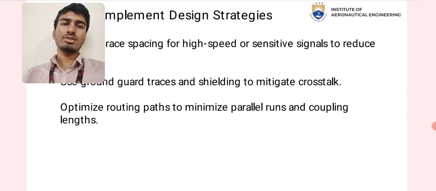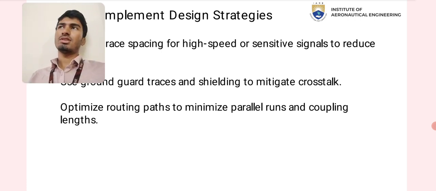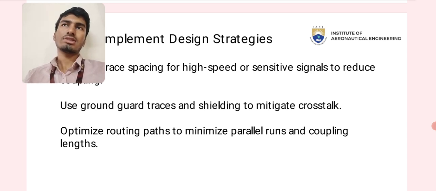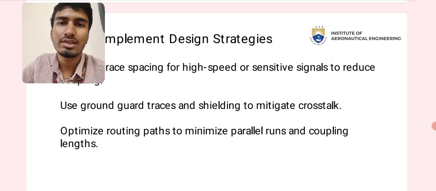Optimize routing paths to minimize parallel runs and coupling density. Optimizing routing paths means reducing the number of paths and minimizing parallel runs, meaning parallel tasks. In a PCB there are multiple tasks going on, of which we use just a single task.